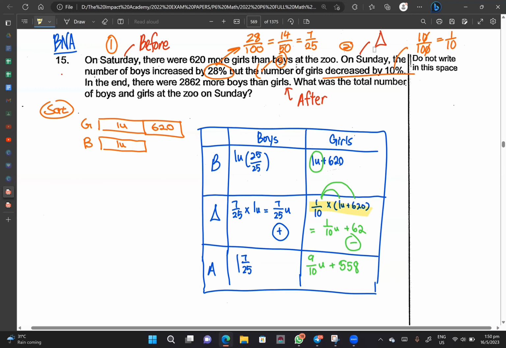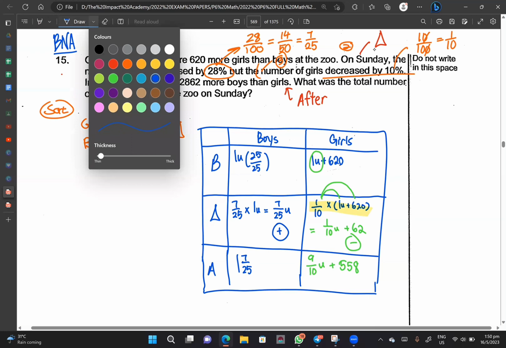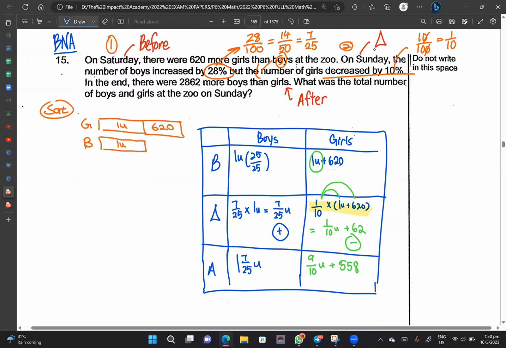Okay, so my final value would be 7 over 25 units for boys and 9 over 10 units plus 558 for girls. So once I'm done with this, I can read sentence number 3, right? Sentence number 3 says "in the end." So when they say in the end, you have to look at this part. All right, so you have to look at this part, okay?